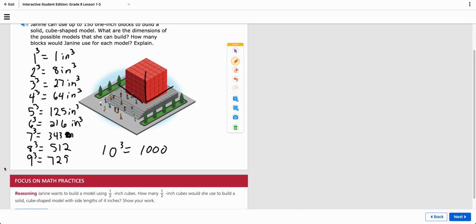So she would need 512 1/2-inch blocks to make a 4-inch cube, to make it 4 inches on all sides. It would not be 512 cubic inches, it would be 64 cubic inches, but it would take 512 blocks. I need to stop talking, I've confused myself. Okay, she would need 512 1/2-inch blocks. There we go, that's all I need to say.